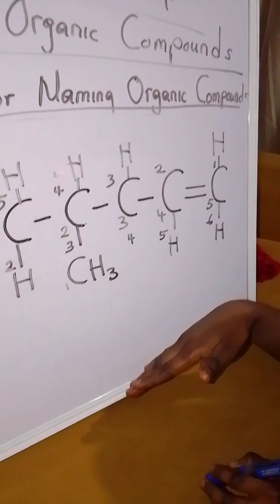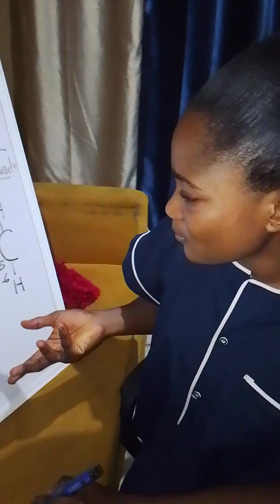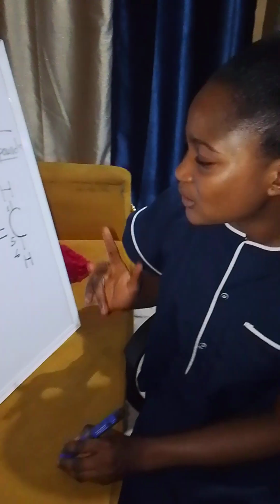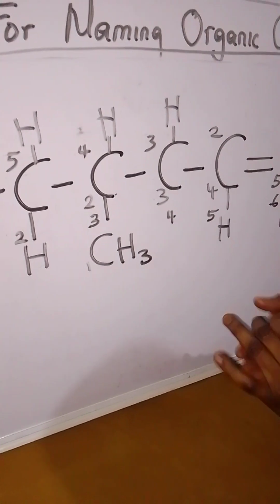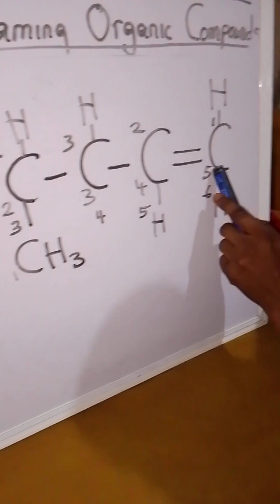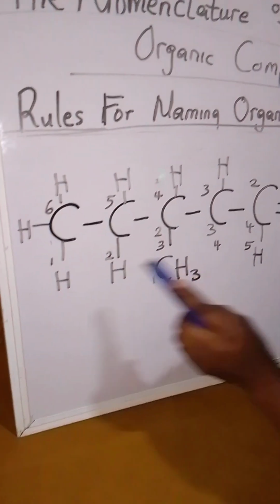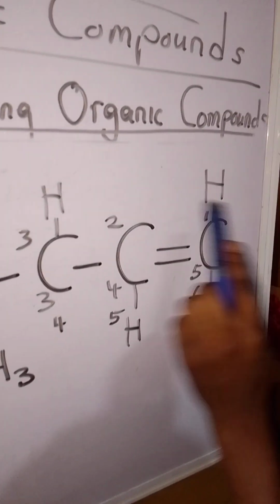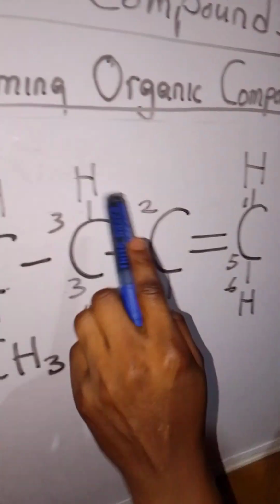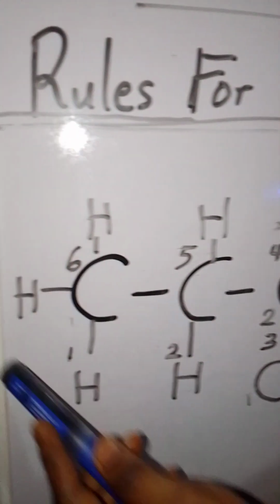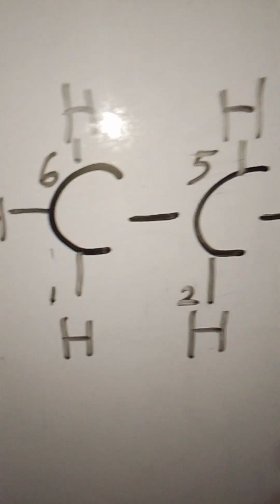That's what you're going to do first. So which one is the best? Which one is the longest? When we numbered from here, we have 1, 2, 3, 4, 5. This is a 5 carbon chain. When we numbered from here, we have 1, 2, 3, 4, 5, 6. And when we number from the end to the beginning, we have 1, 2, 3, 4, 5, 6. Do you see that? So we have 2 longest chains.